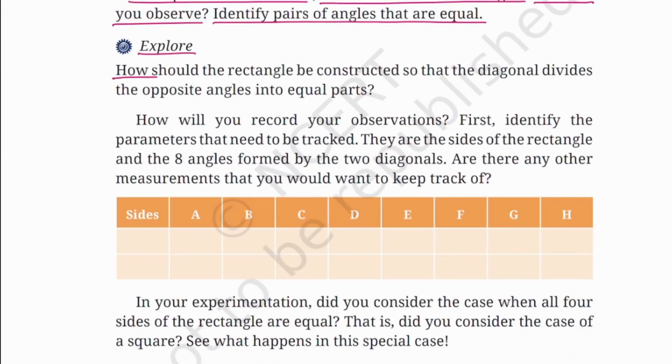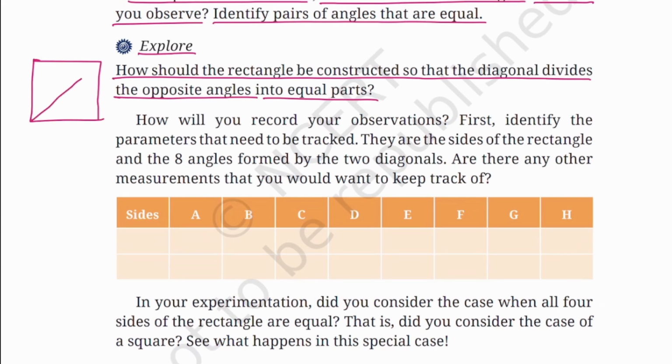Explore. How should the rectangle be constructed so that the diagonal divides the opposite angles into equal parts? When diagonals divide the opposite angles or corner angles in equal parts, then the rectangle will be not a rectangle. It will become a square.